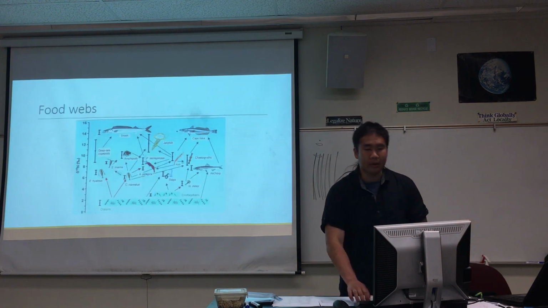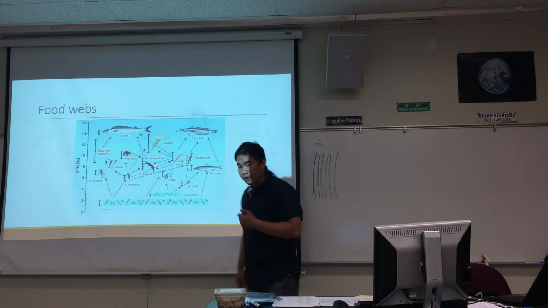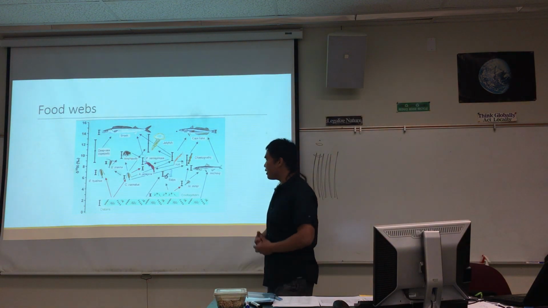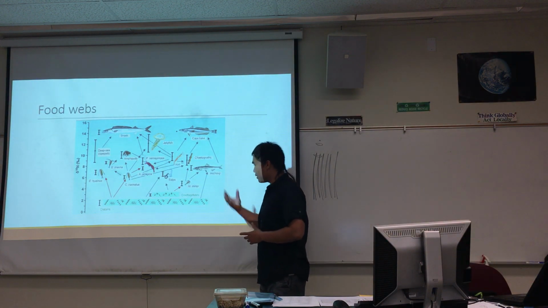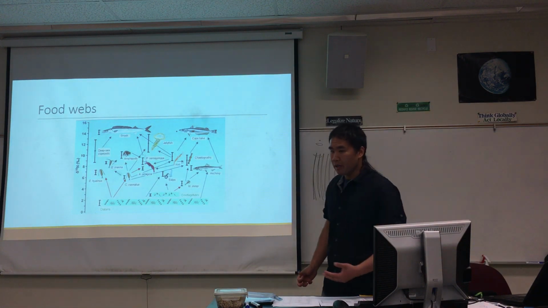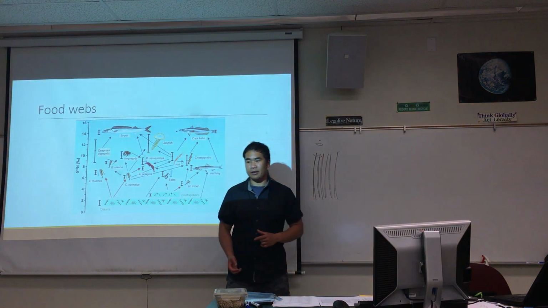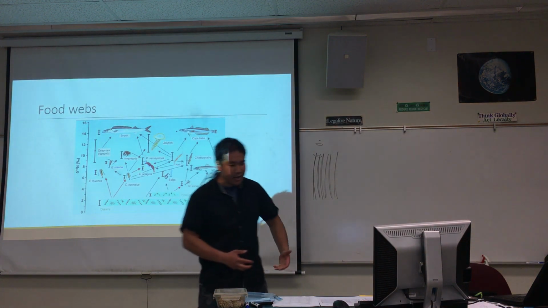How does the epipelagic food web go? This is a food web, right? This is an example of just a normal food web in the ocean. And what do you guys see? A bunch of organisms, right? A bunch of organisms with arrows in between. What do the arrows represent? Yeah, what they eat, basically.